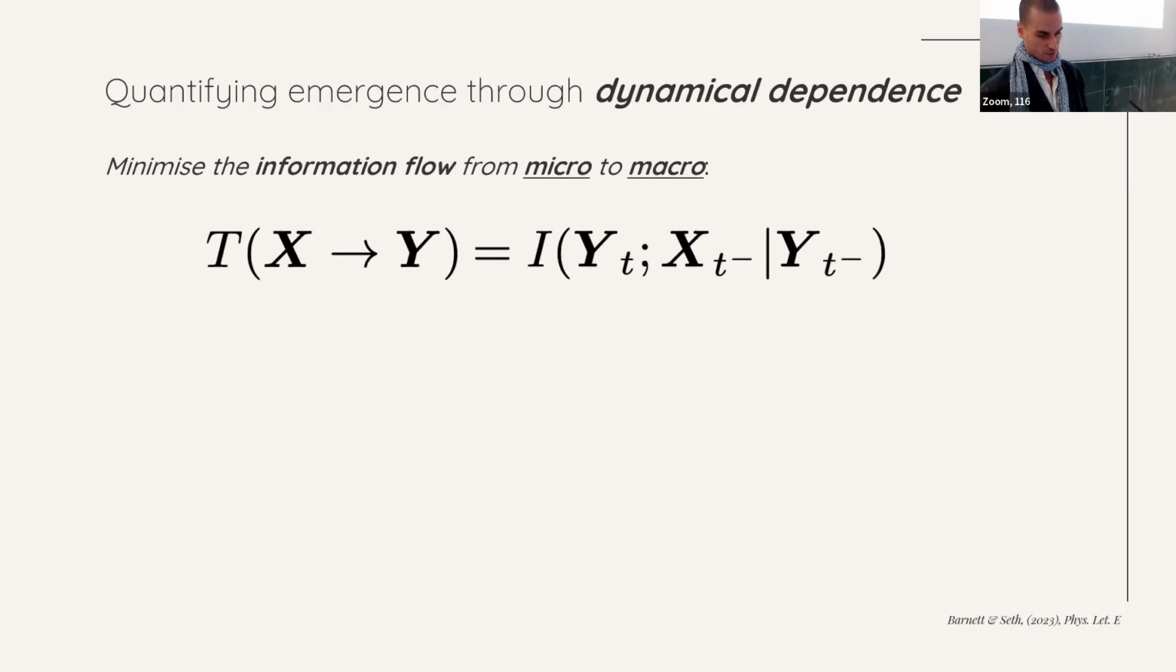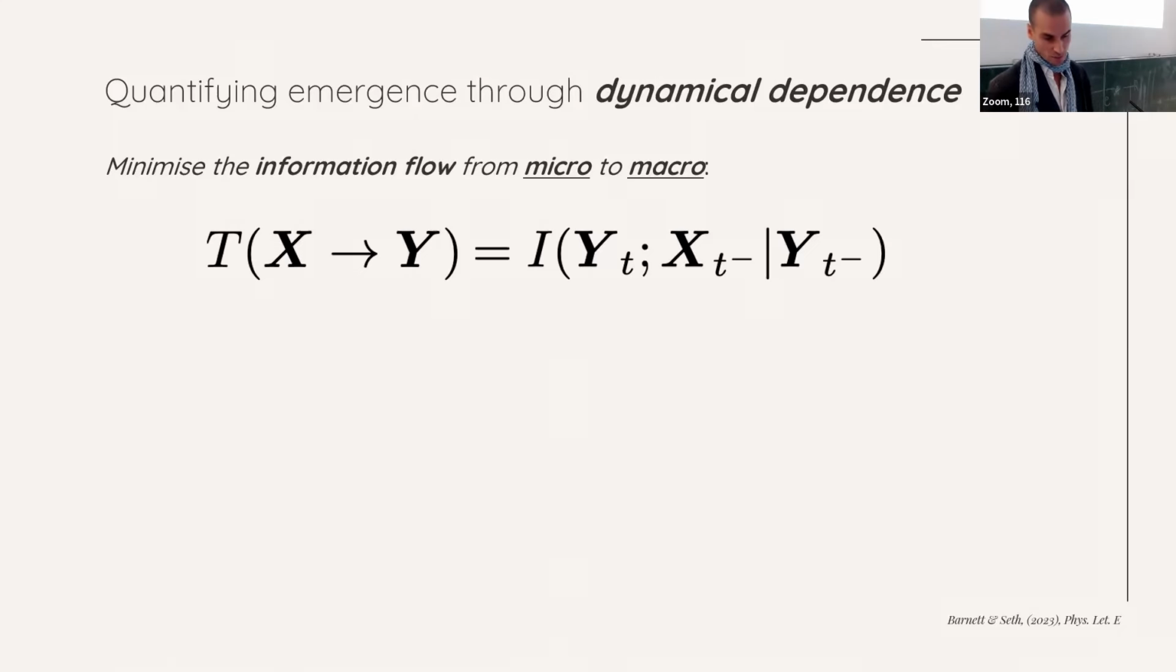So the approach we take to address this is by quantifying emergence through dynamical dependence of a macroscopic variable on the microscopic base. This is the framework of dynamical independence, and the reference is there; this is Lionel Barnett's and Anil Seth's work where they developed this measure. The measure of dynamical independence attempts to minimize the information flow from the micro to the macro, which can be quantified by the transfer entropy.